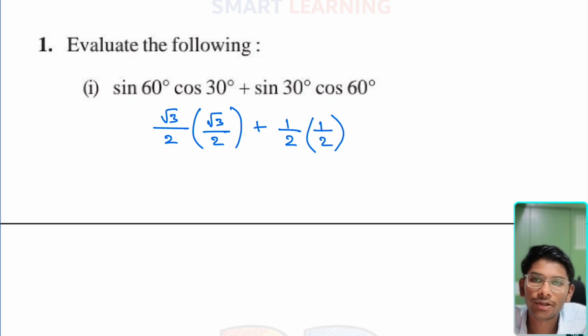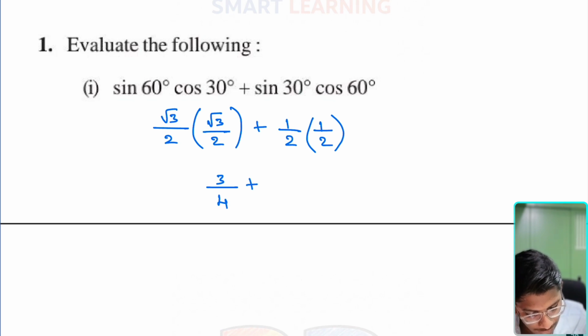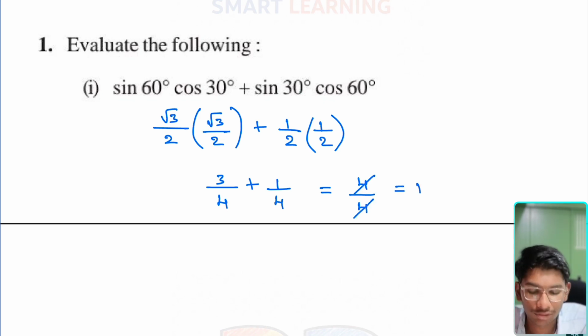So root 3 by 2 into root 3 by 2 plus 1 by 2 into 1 by 2. What is root 3 by 2 into root 3 by 2? Here root 3 gets cancelled. We get 3, and 2 into 2 is 4. 3 by 4 plus 1 by 2 into 1 by 2, it's 1 by 4. The answer is 4 divided by 4, which equals 1. Now let's solve the second question.